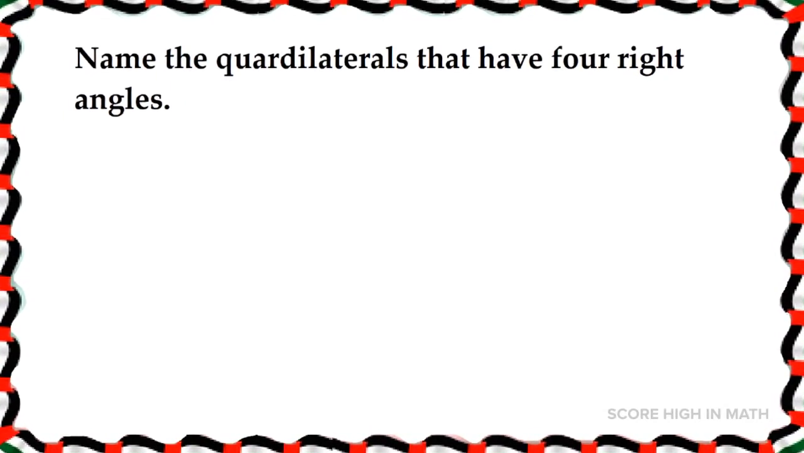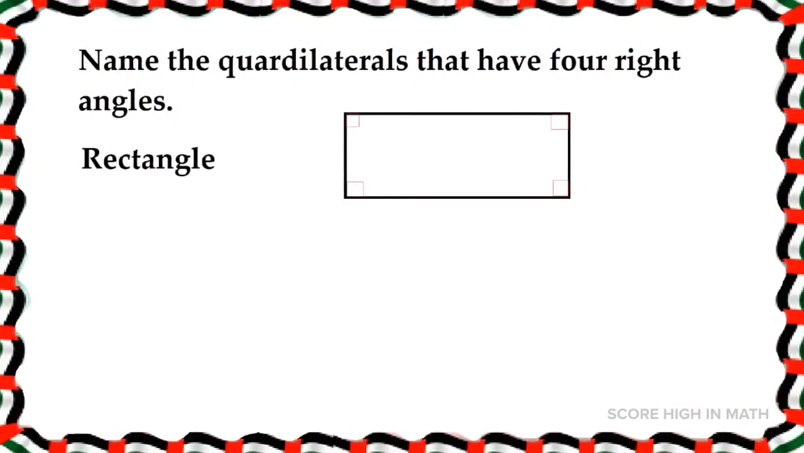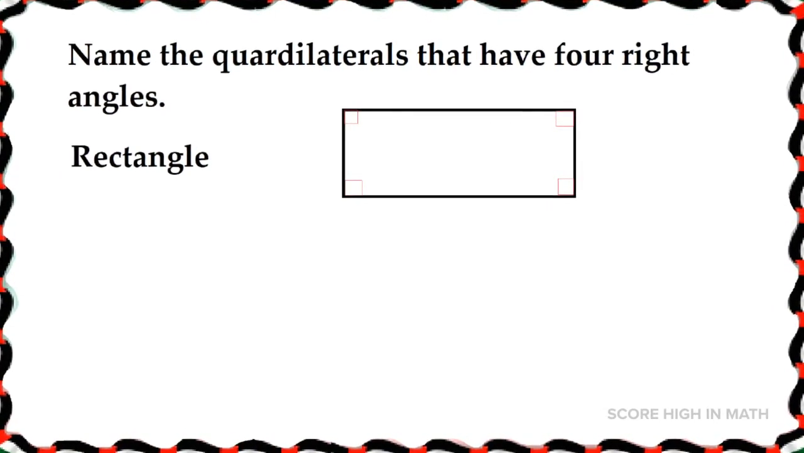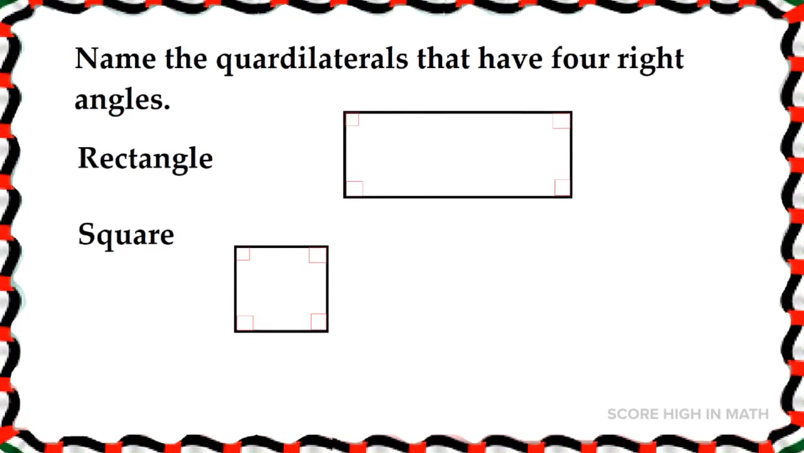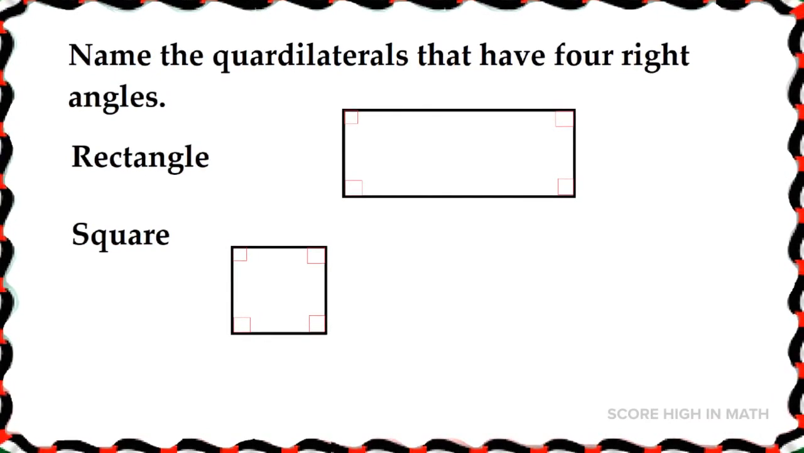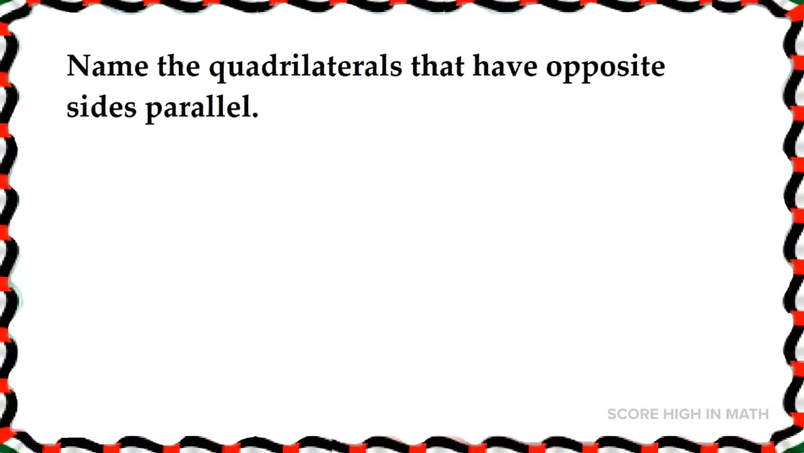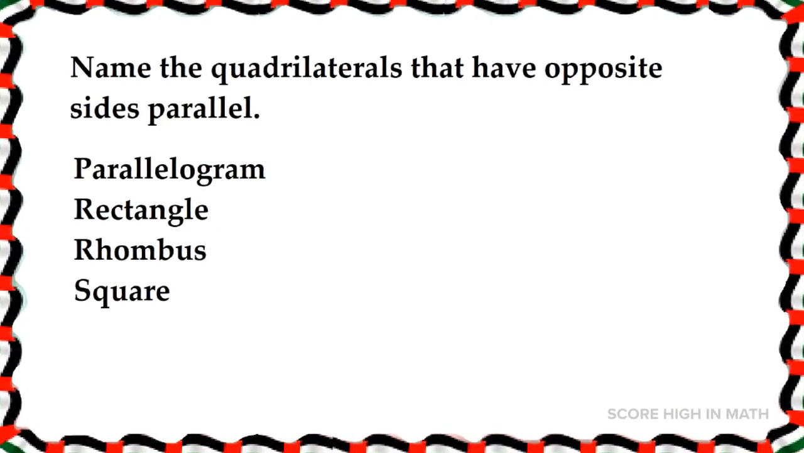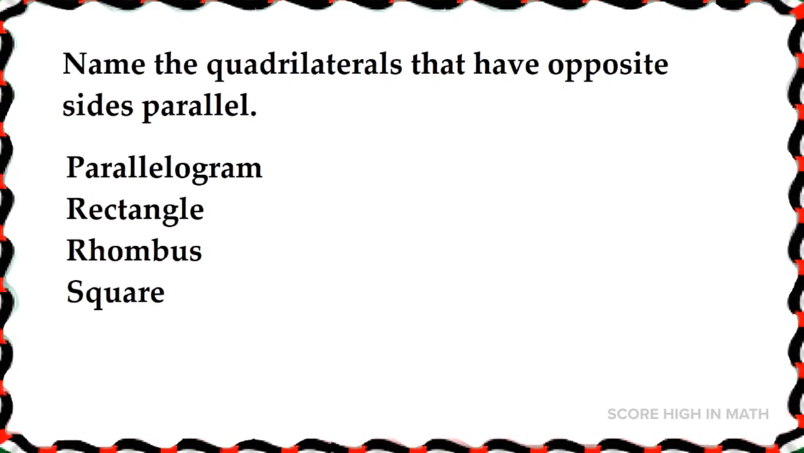Let us name the quadrilaterals that have four right angles. What do you think they are? One quadrilateral is a rectangle because rectangles have four right angles. The other one is a square. A square has four right angles also. So, the two quadrilaterals that have four right angles are rectangle and square. What about the quadrilaterals that have opposite sides parallel? There are four quadrilaterals that have opposite sides parallel. Parallelogram, rectangle, rhombus, and square.